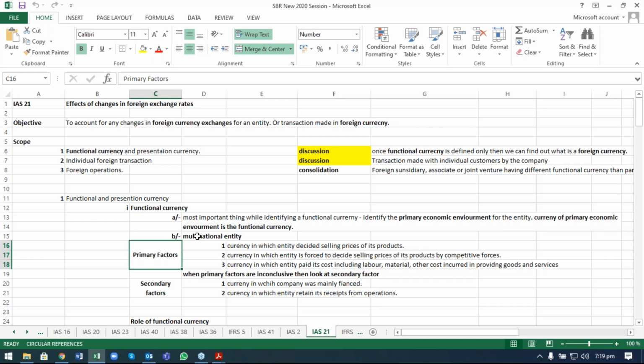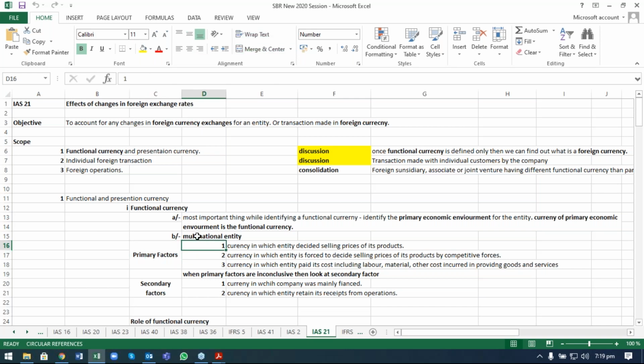So it's very important to identify what the functional currency is. Any transaction once done by the company should be translated into functional currency, and then it can only be recorded into books of accounts. Before translation, it can never be recorded. So we're looking into the primary factors.